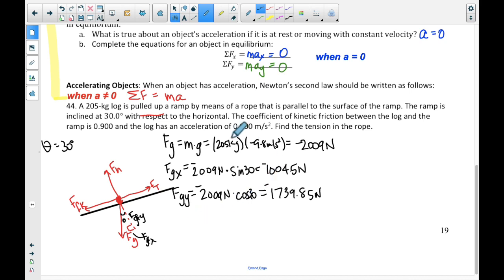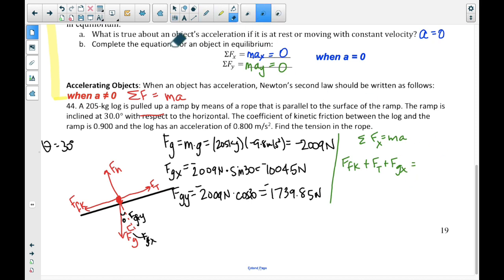Now I want to go back and think about, because it is moving, I can't use equals 0. Because it is moving, I have to say mass times acceleration. And for this, let's stick in the x direction. In the x direction, we have the frictional force in the x direction. And we have the force of tension in the x direction. And we have the force of gravity, the x component of the gravity. That's also in there. It does not equal 0. It equals mass times acceleration.